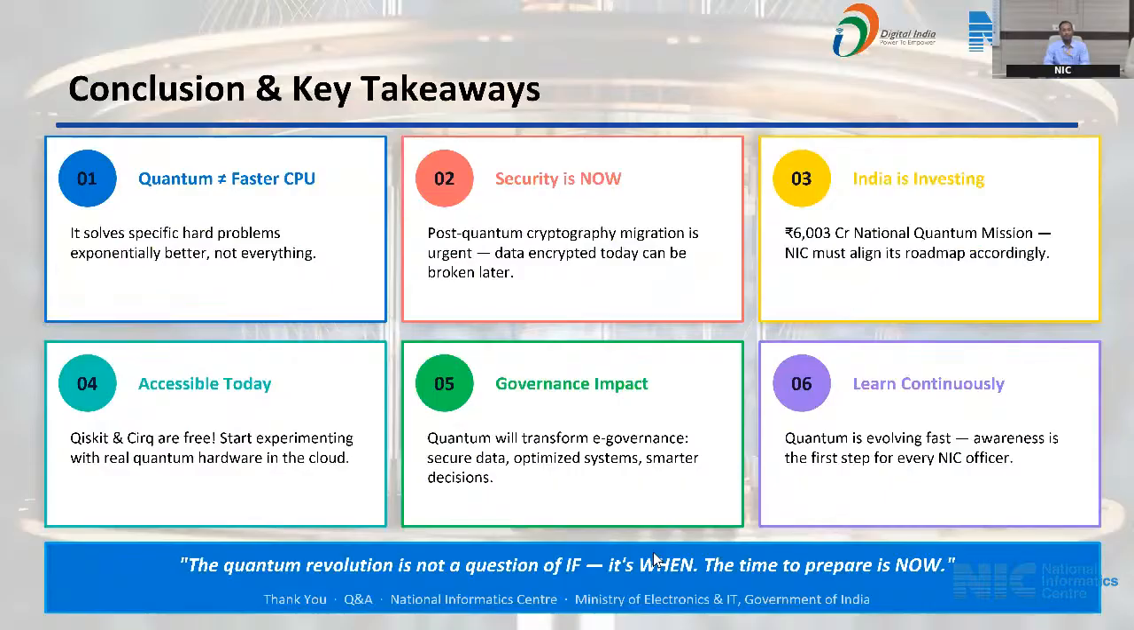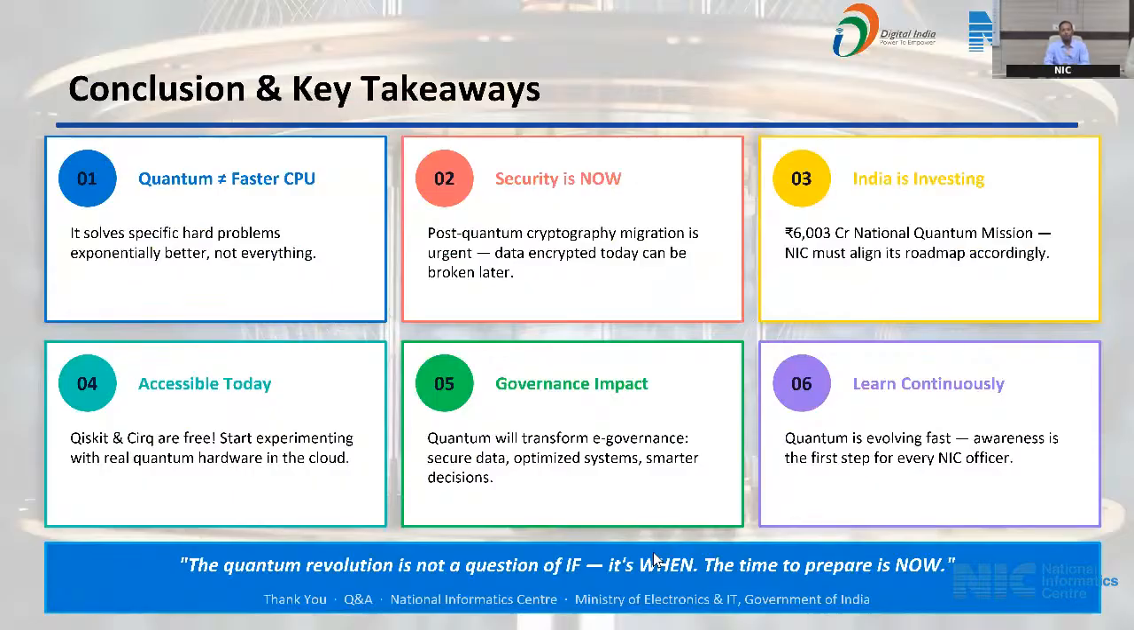Today we have Qiskit and Cirq, which are accessible. We can start experiencing, we can start learning on real quantum hardware in the cloud. So how is governance going to be impacted? Quantum will transform e-governance. We have to secure data, optimize systems, and make smarter decisions. We have to take smarter decisions in this direction and learn continuously. We have to keep on learning. We have to have a learning curve.